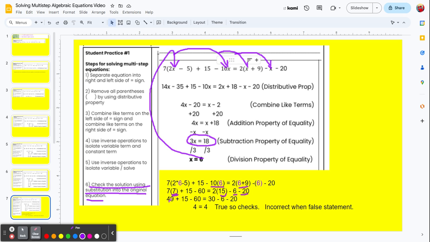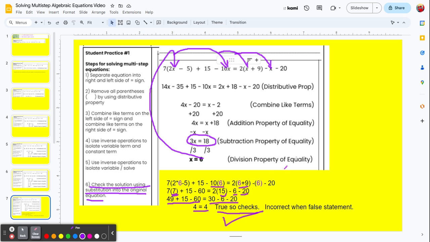If we do the multiplication here, 49 plus 15 minus 60 has to equal 2 times 15 is 30, 30 minus 6 minus 20. So then we end up adding and subtracting those values, and we end up getting 4 equals 4. That is true, so we'd like to say check, it works. But you may come across where you get 4 equals 5, or 4 equals 0, or 4 equals negative 4. Those are all false. If you get a false statement, that means you made a mistake.